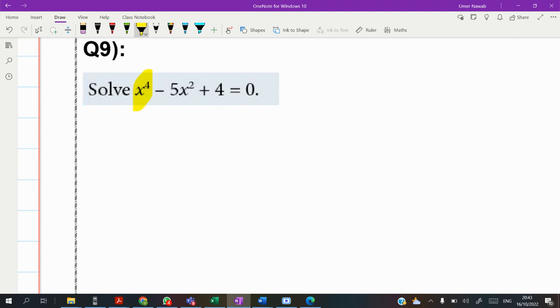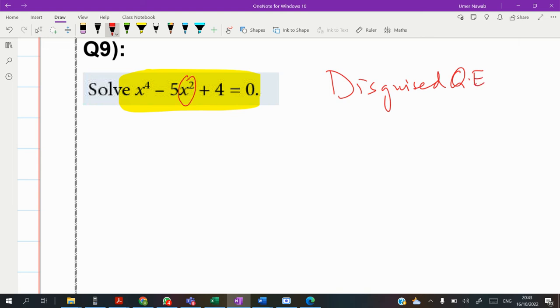Now he gave you x power 4. So this is not a quadratic, but it is a disguised quadratic equation. In a disguised quadratic equation, what happens? It behaves like a quadratic. Just focus on the middle power. The middle smallest power of x is x squared. Solve this equation in the same way by substituting y in place of x squared. So it will turn into y squared minus 5y plus 4 is equal to 0.